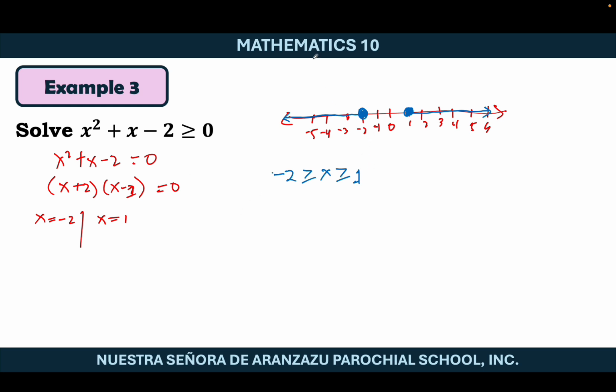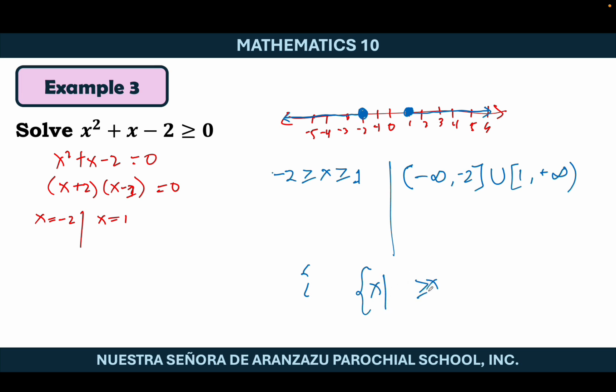Yan. Then, kapag sinulat yung interval notation, negative infinity, comma, negative 2, then yung ganitong bracket. Union of 1 to positive infinity. Then, kapag solution set naman ang hinahanap, so gamit lang ng sets na symbols, so x set of values of x such that x less than or equal to negative 2 but greater than or equal to 1. Okay? Yan. So, yan yung pinaka-final answer nyo.